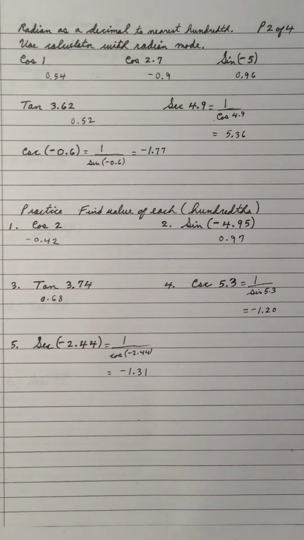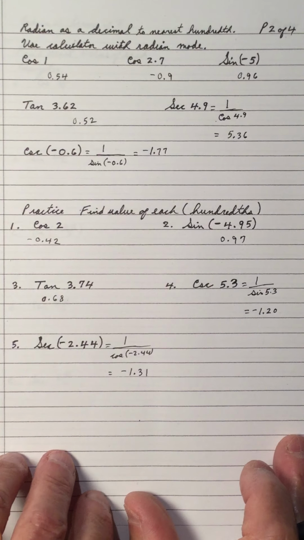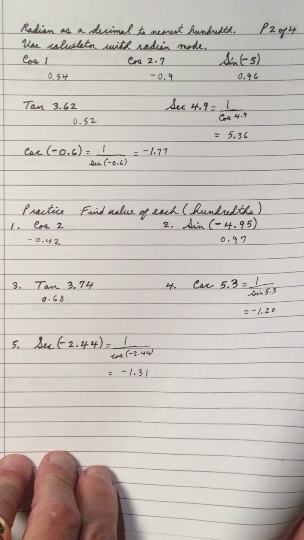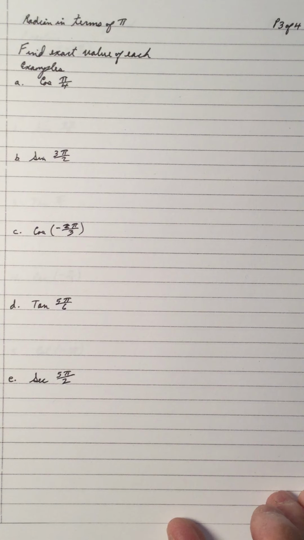Okay, that's when the radian is as a decimal. We did the trig ratios of it. That's not too hard to do. But remember, we're in radian mode.